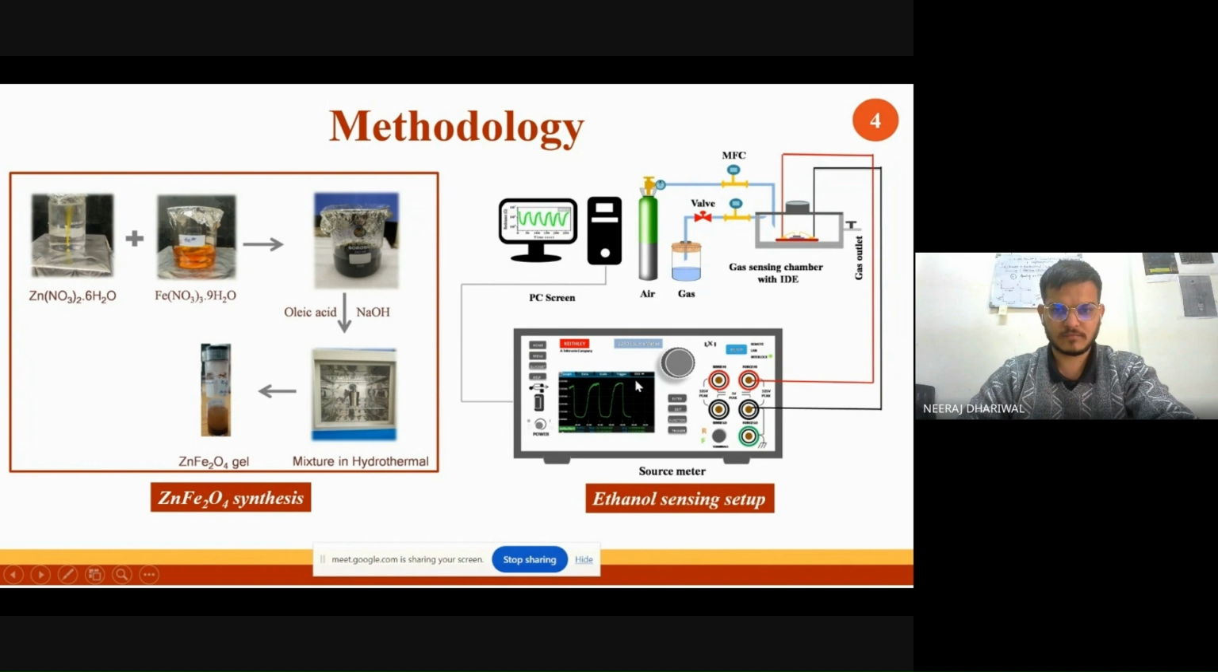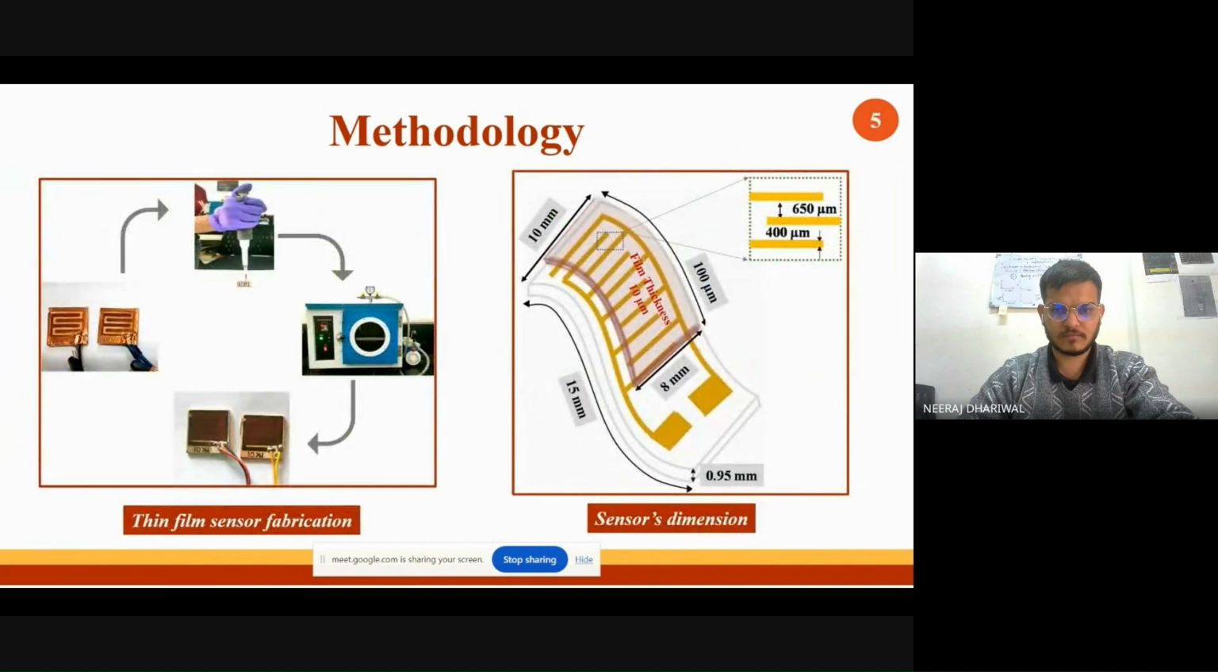We will discuss the ethanol sensing setup a bit later. Firstly, we will do the sensor fabrication. These are the IDEs, just flexible IDEs we used. We mixed the gel, a kind of slurry we made, and then deposited it over these IDEs and put it into the vacuum oven for around 2 hours at 100 degrees Celsius, just to get good adhesion. This is the sensor dimension we used. The film thickness we measured was around 10 micrometers.